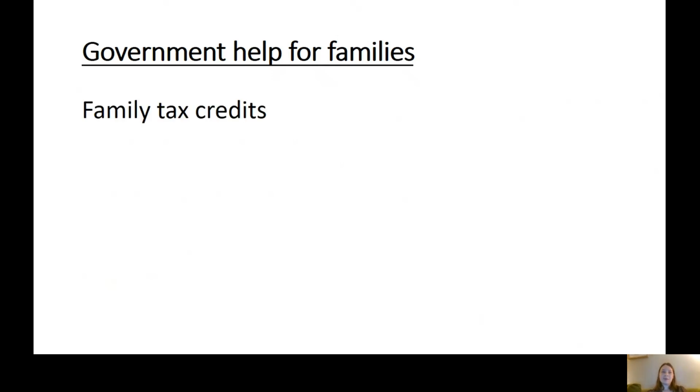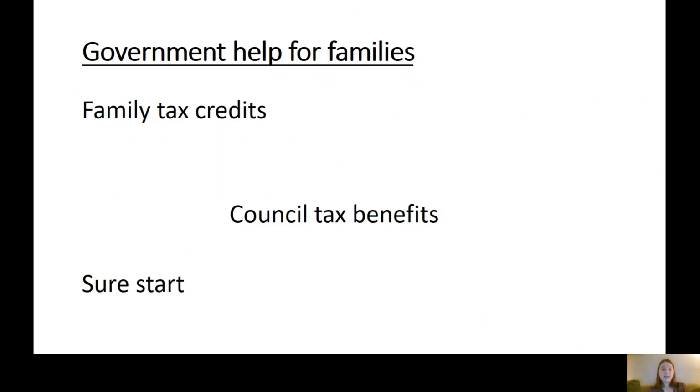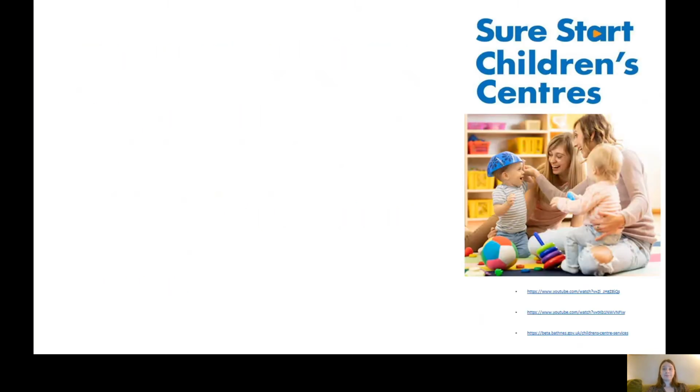And some examples of that might be things like family tax credits, so money or having to pay less tax for your family and different circumstances of that family. Council tax benefits, so not paying as much council tax. Things like child benefits as well, but also something called Sure Start. So I want to tell you a bit about Sure Start and use this as a kind of case study of government help for families.